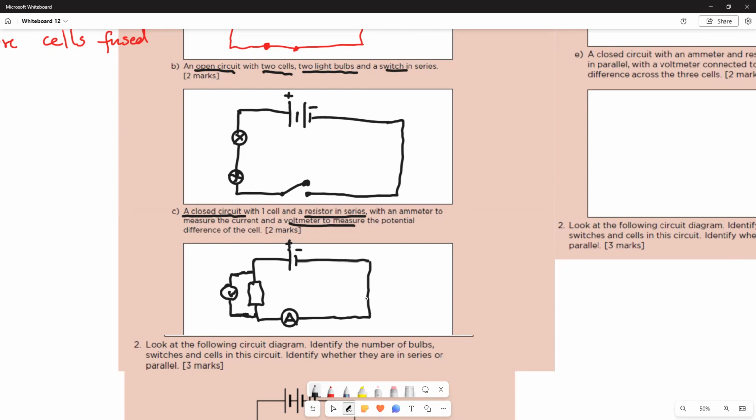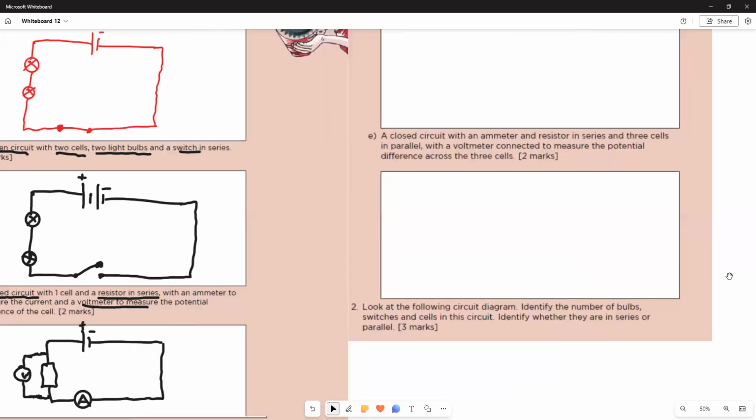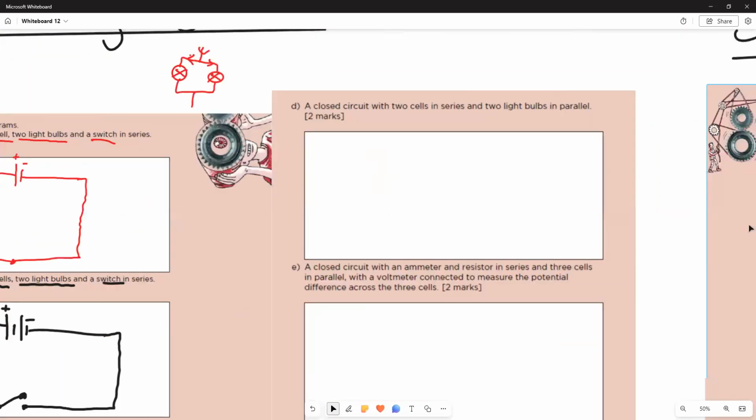Then the circuit is closed. They didn't say anything about a switch, so I'm not going to draw a switch. Okay. And then let's check another one. They say a closed circuit with two cells. Okay. So two cells, 1, 2, positive, negative terminal. And then you draw your lines. Two cells in series. Okay, there.